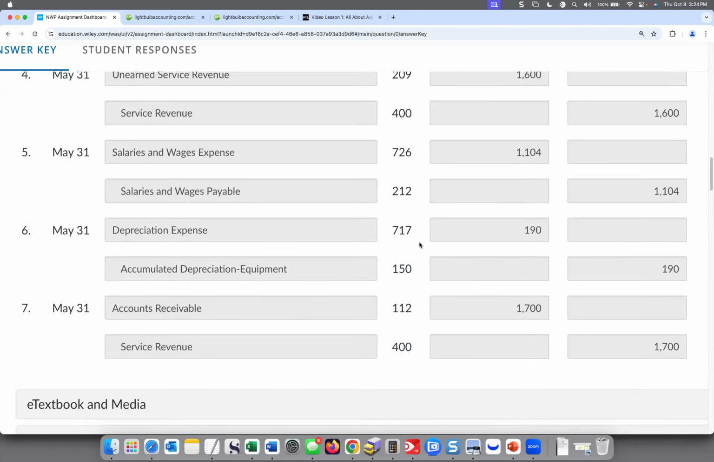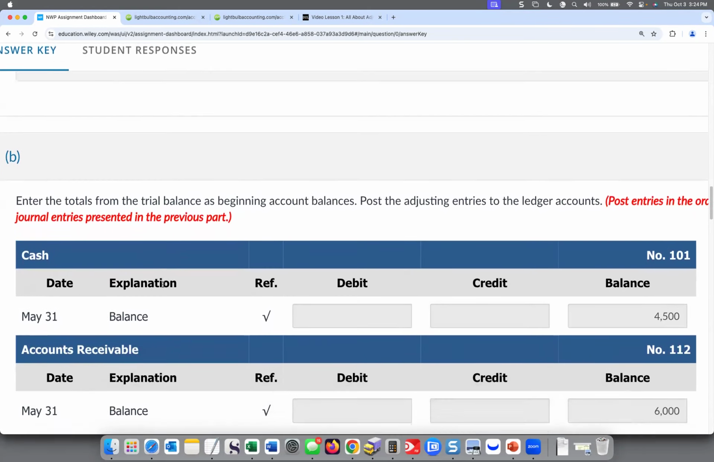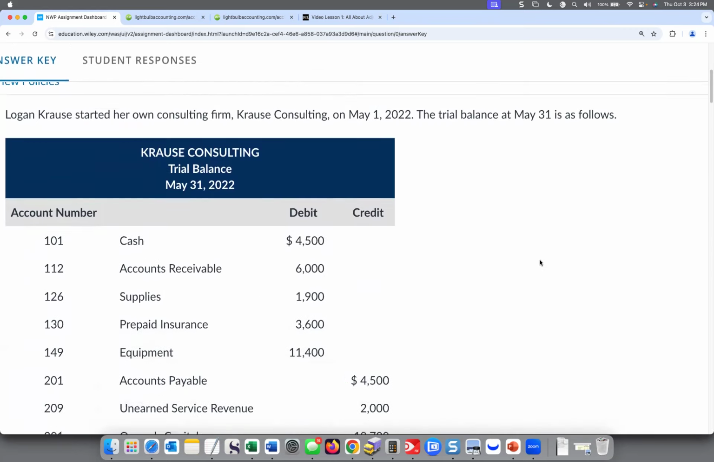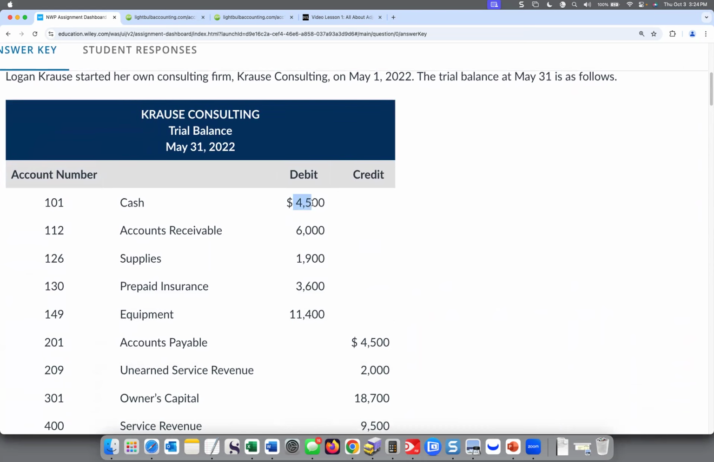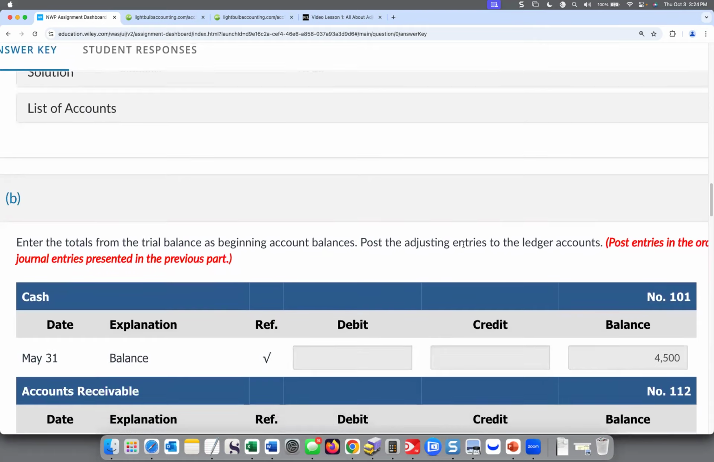Now, one thing about this that I went over in our last class is, there was a little maintenance you had to do before you did any of that. So, the lines that had a balance as the explanation and the check mark, you had to go up to the top trial balance and grab the balance that's reported there. I'm using cash as an example. And then you go down and you put that initial balance in there.